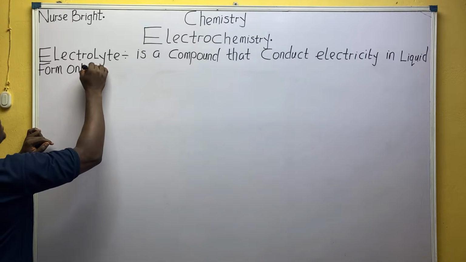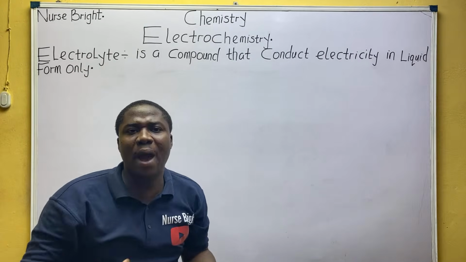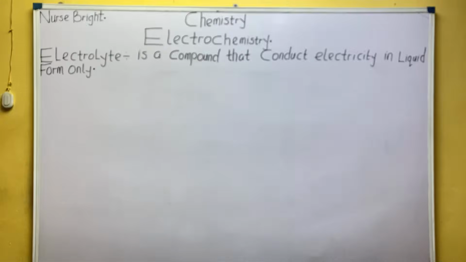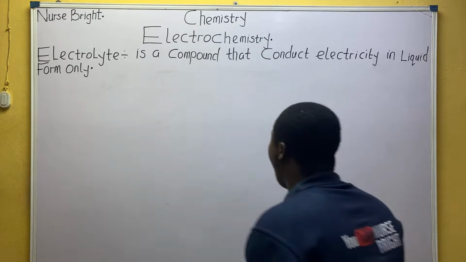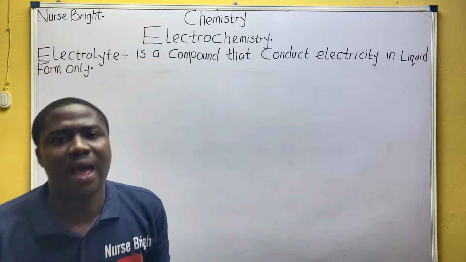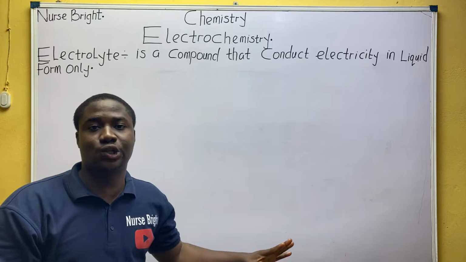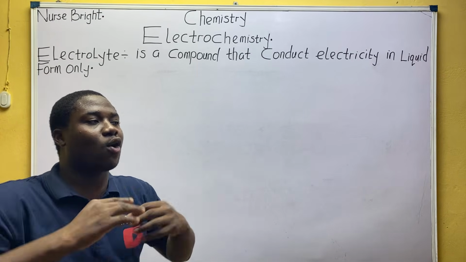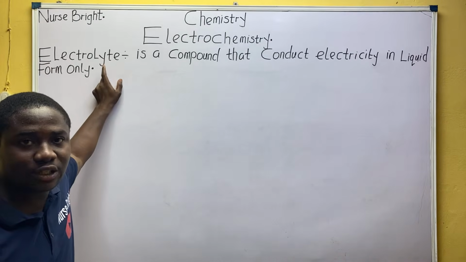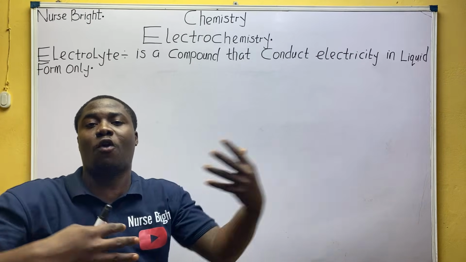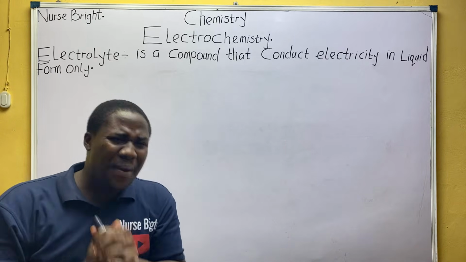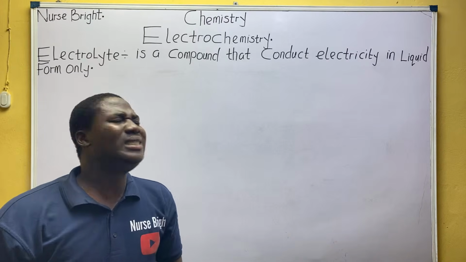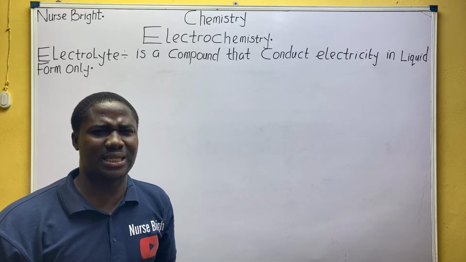So for you to be an electrolyte, you'll be able to conduct electricity, and the form in which you are conducting electricity is liquid. You must be liquid before you can conduct electricity and before we can call you an electrolyte. So it is not all kinds of compounds that are electrolytes. Pay attention, guys. These things are very, very important.